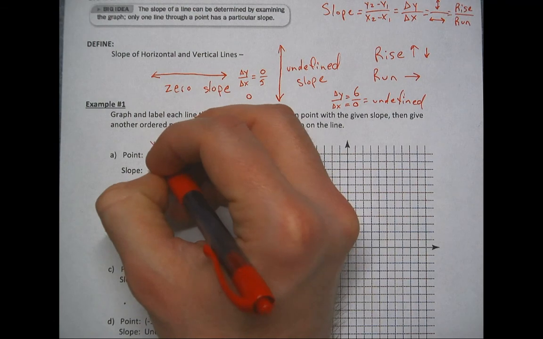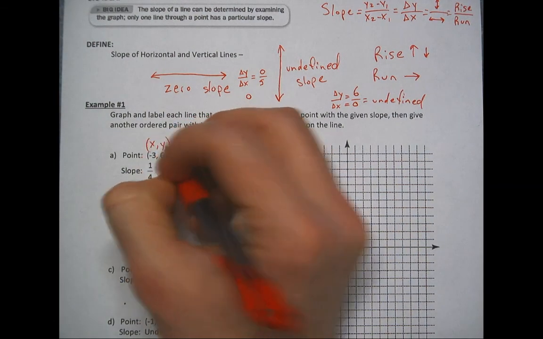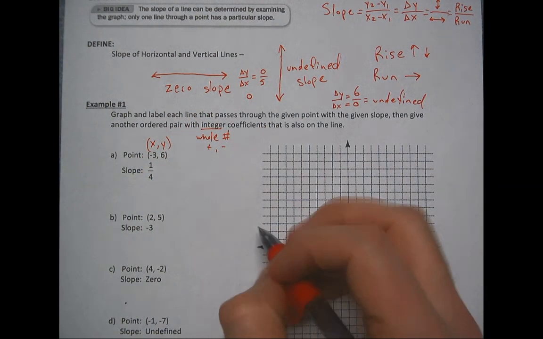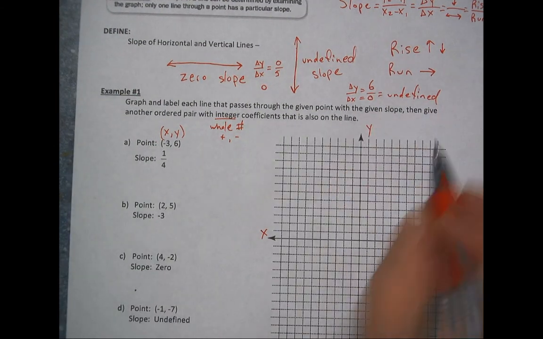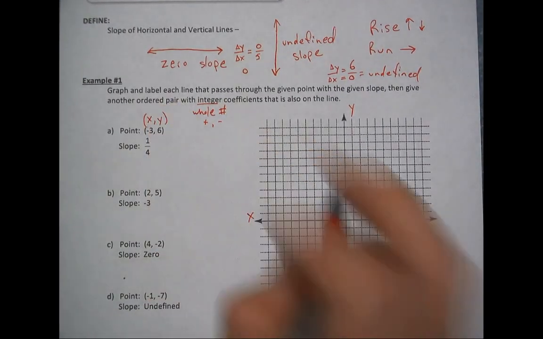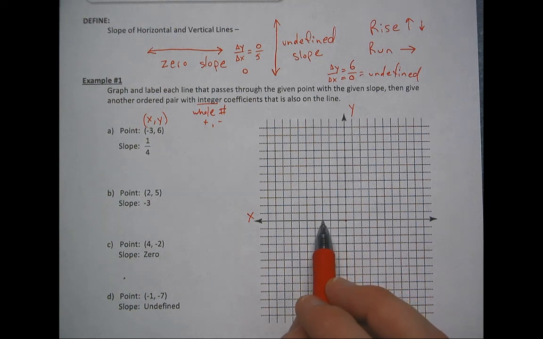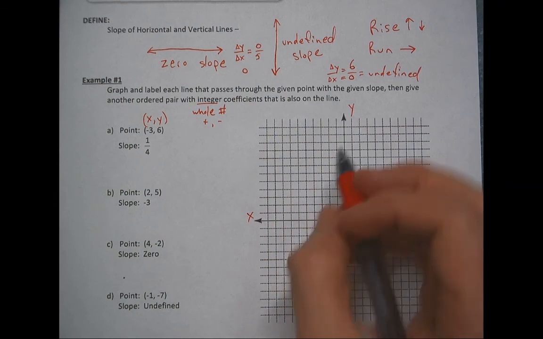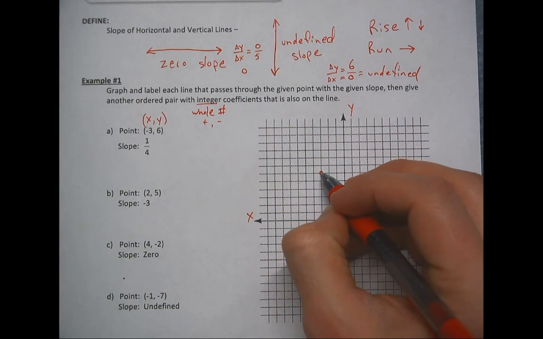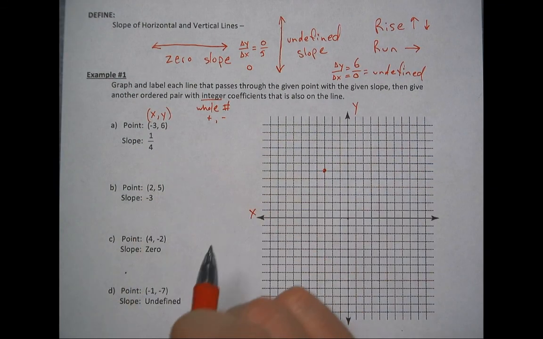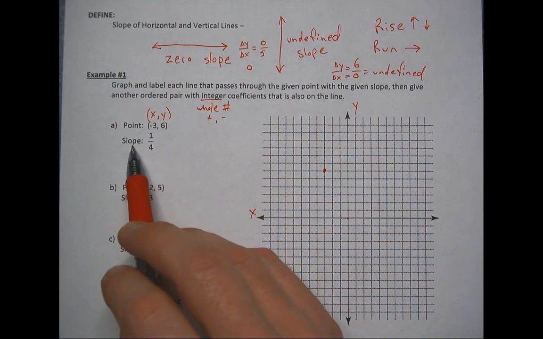So always remember it's x and y. If we want to label it, x and y are our axes. So if it's -3, starting at 0, 1, 2, 3, -3, and then +6, 1, 2, 3, 4, 5, 6. So that's the point -3, 6. And now it has a slope of 1/4.